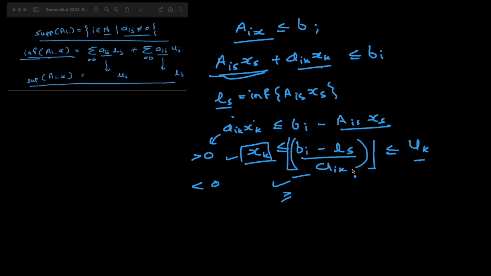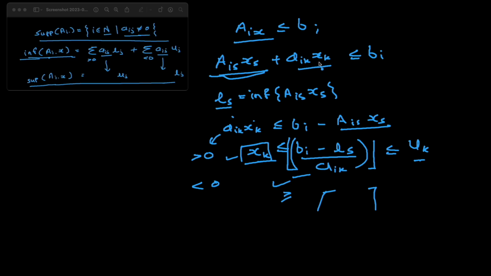So the smallest integer below this value, and if it is the lower bound, then we can use the ceil function, right? So that's how we find the better bounds for individual variables using one constraint at a time, and we can just keep doing this for a while, right?